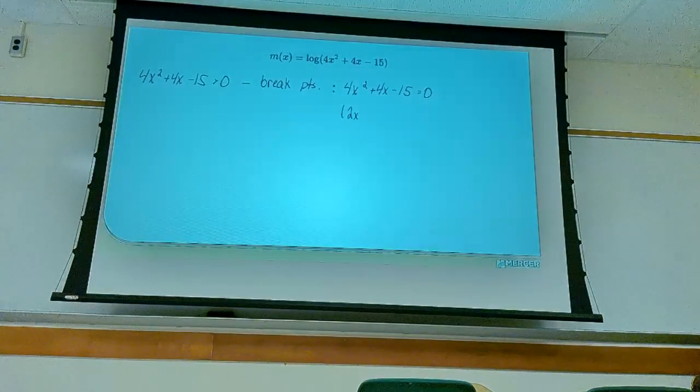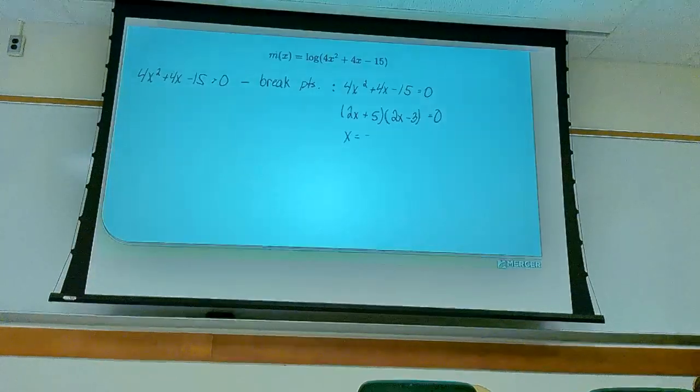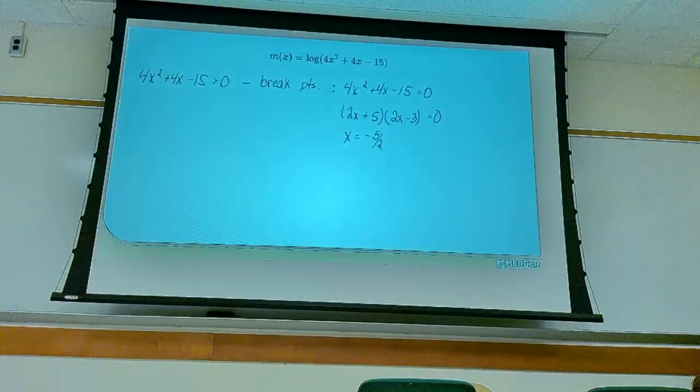The higher one has to take the plus, 15 or 5. So it should factor that way. And that's obviously 4x squared minus 6x plus 10x, which is plus 4x, and minus 15. Done. And then from here, you should easily see that you get either negative 5 halves or 3 halves as your zeros. There are the breakpoints, so now you have to set up your test intervals.